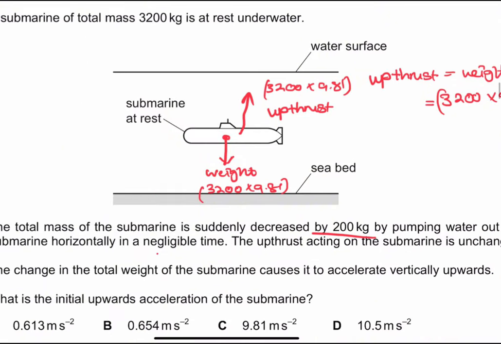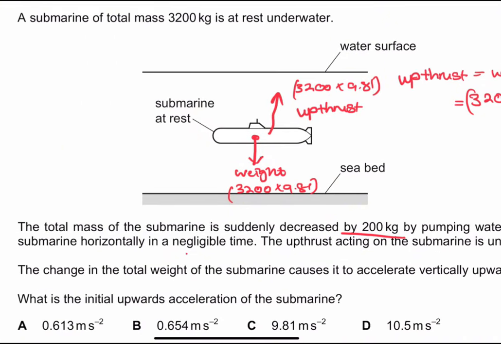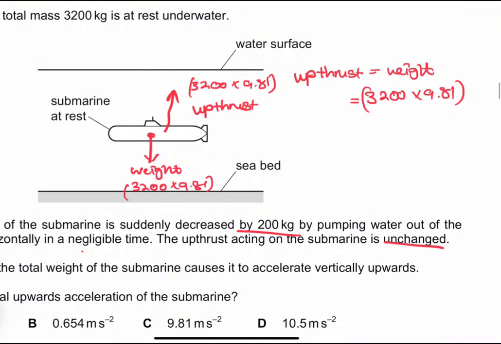But if I decrease the mass by 200, meaning that the weight is going to change, right? So the upthrust is going to remain constant because the question has told me that the upthrust remains unchanged. So it remains at this particular value, but the weight is actually way less, okay?